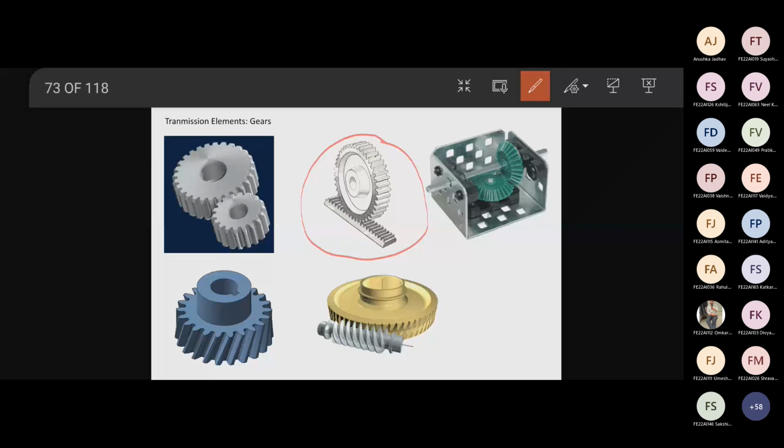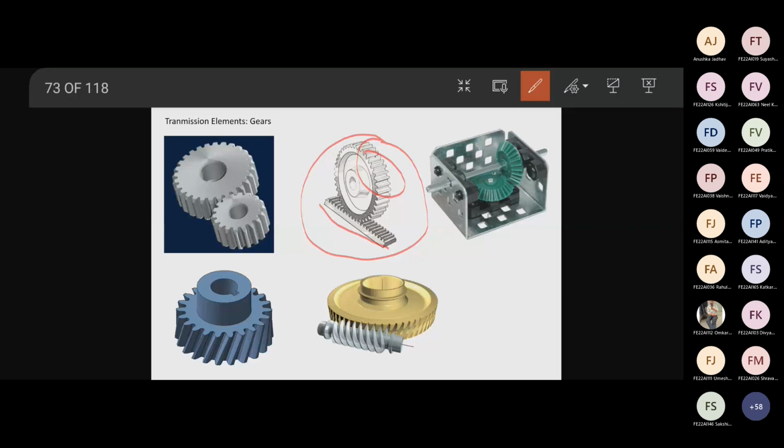Rack and pinion. This straight one is what? Rack, and this is what? Pinion. We are using rack and pinion in order to convert straight line motion into circular motion or circular motion into straight line motion, right?